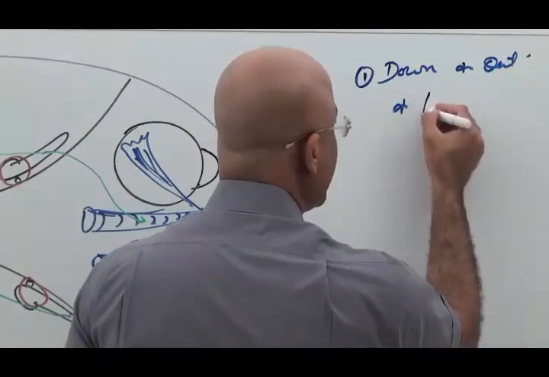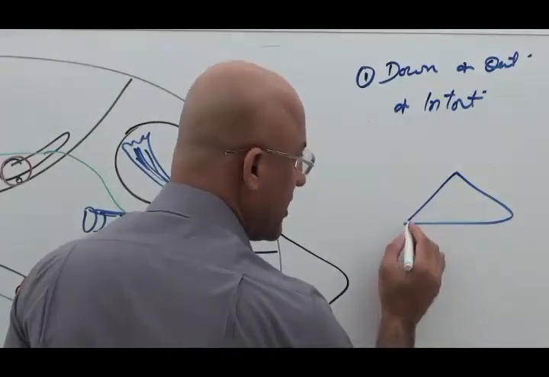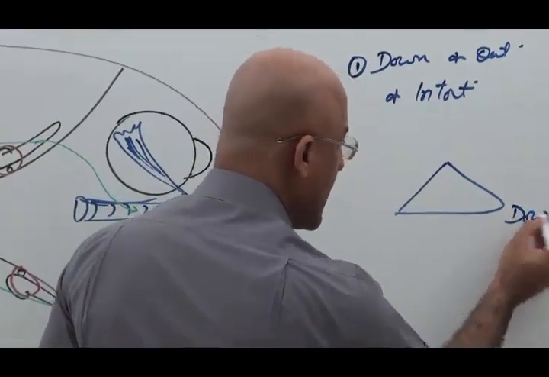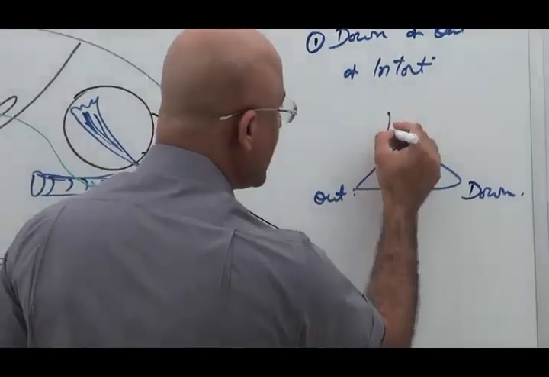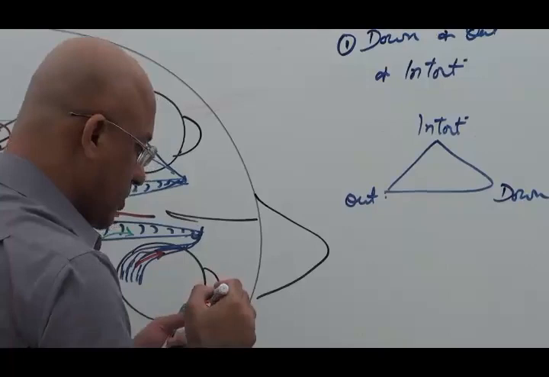and intorts. Intorts, there are three functions. Again I will say, it pulls the eyeball where? Down and out and intorts. Right? What does it mean?